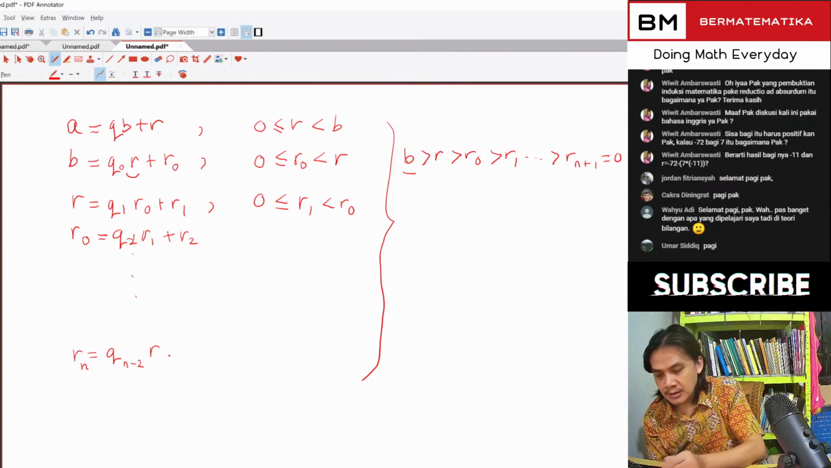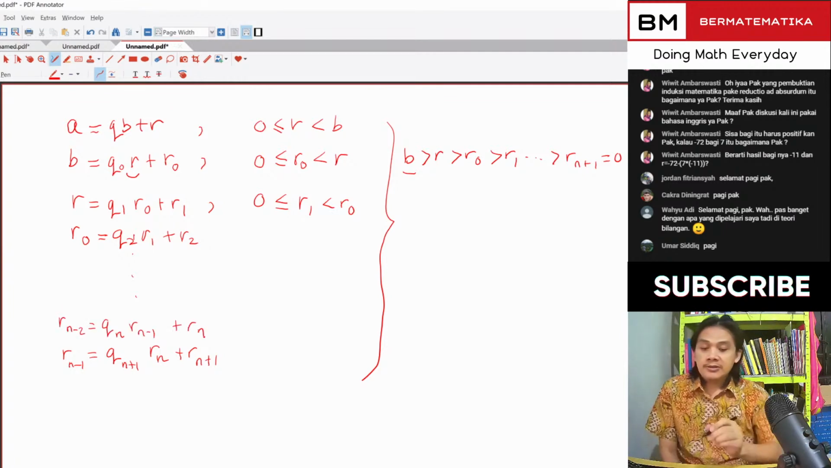So this has a different index too. So if it is rn minus 1, it's going to be qn plus 1 times rn plus 1. And the previous step is this one, qn rn minus 1 plus rn.